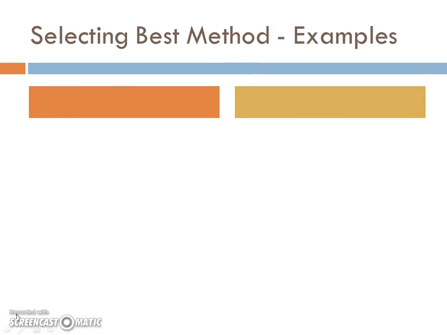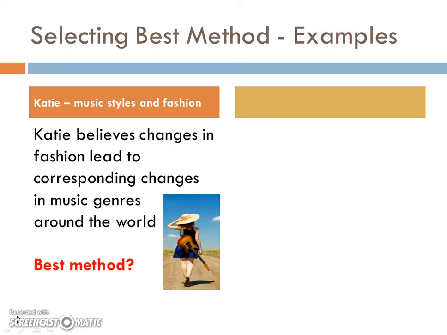The final section of today's lesson will focus on selecting the best method for a research interest. The first example we will look at is Katie, and she is interested in music styles and fashion and researching the relationship between the two. Katie believes that changes in fashion lead to corresponding changes in music genres around the world. So basically, Katie thinks fashion comes first and then music follows fashion. What is the best method of research for Katie to use in this case? What type of data should she try to acquire? Please take some time and think about what advice you would give Katie to help her out with her research.